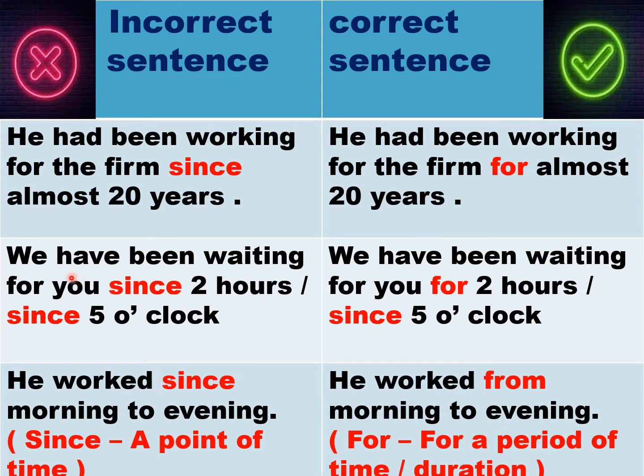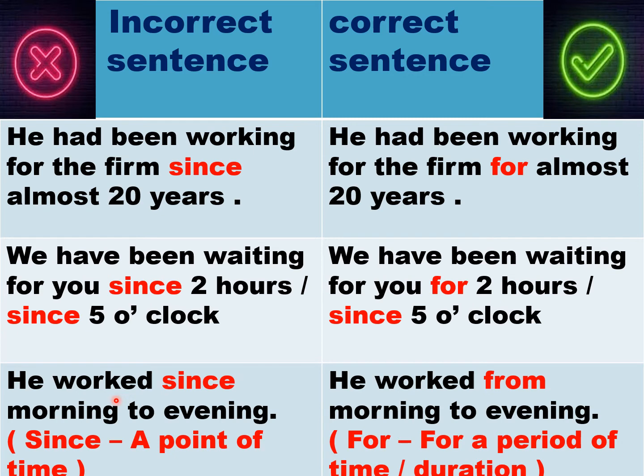But if the sentence is like this, we must use since. We have been waiting for you since 5 o'clock, because this 5 o'clock represents a point of time. So we have been waiting for you since 5 o'clock is correct.